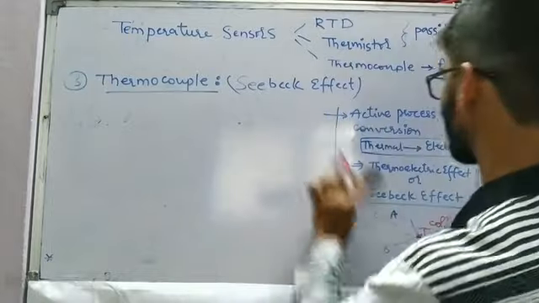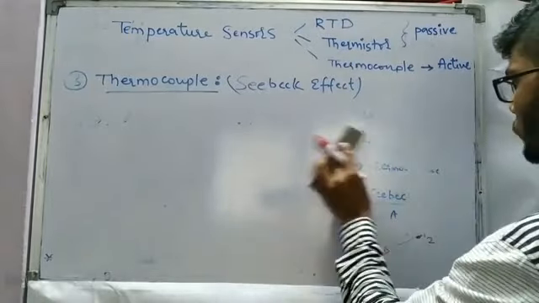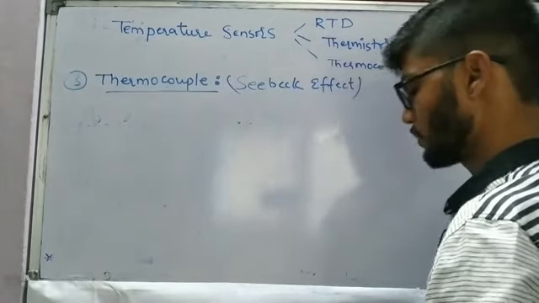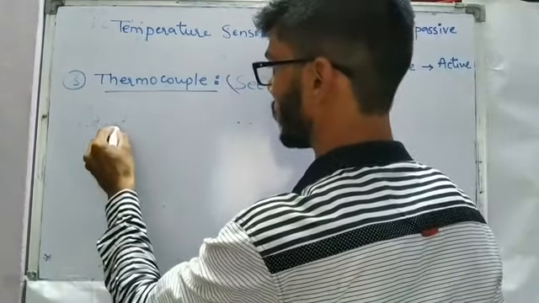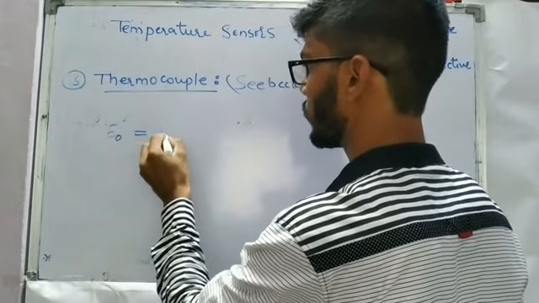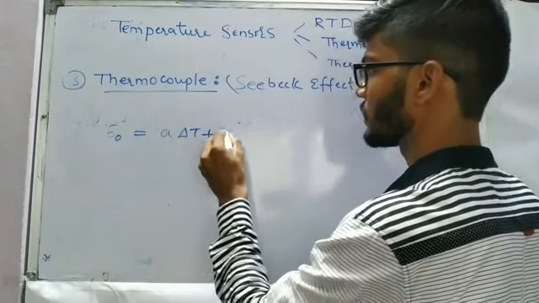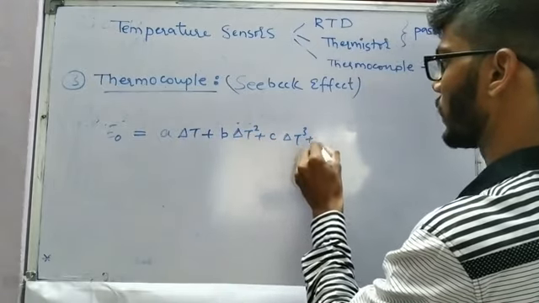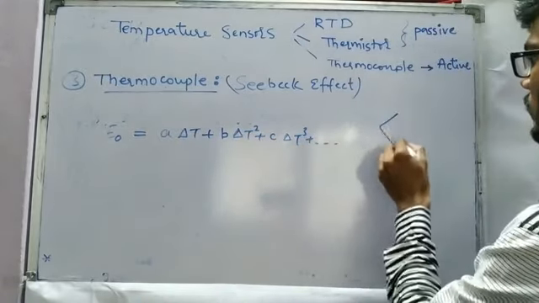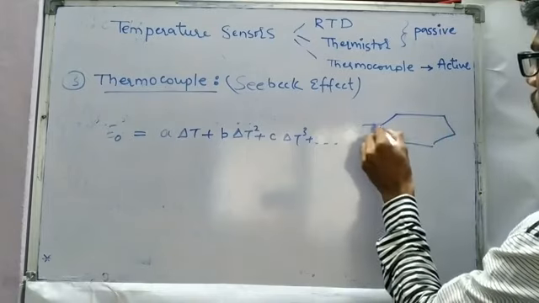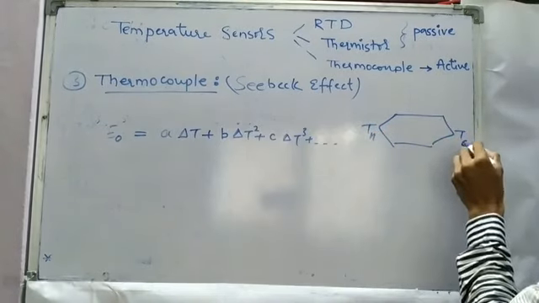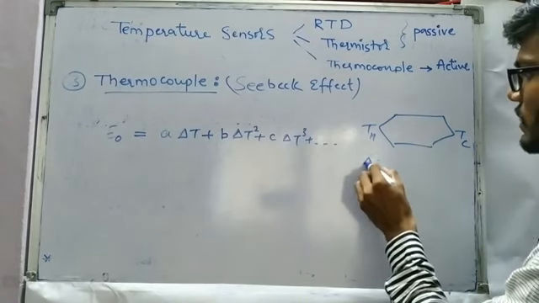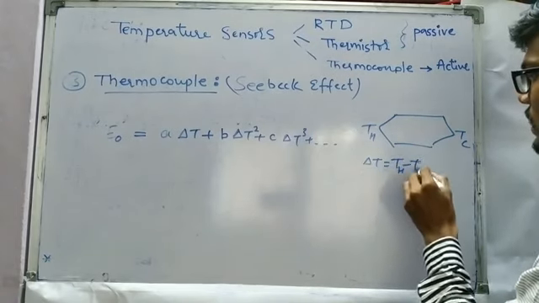And also, first let us discuss its output expression, how exactly we are going to get the output proportional to the temperature difference. So the output E naught is going to be A delta T plus B delta T whole square plus C delta T whole cube and so on. For the two junctions, this is TH and this is TC, higher temperature and cold temperature, and the temperature difference delta T is going to be TH minus TC.